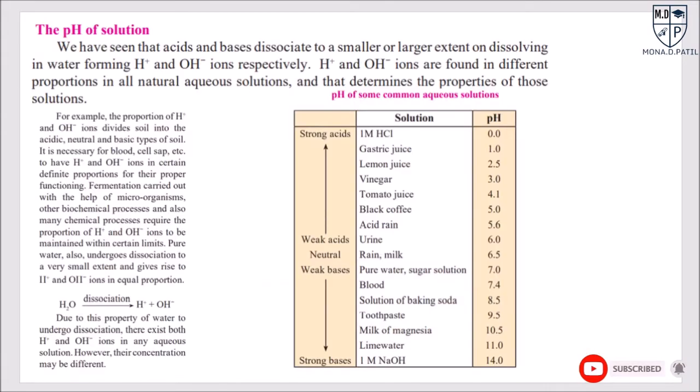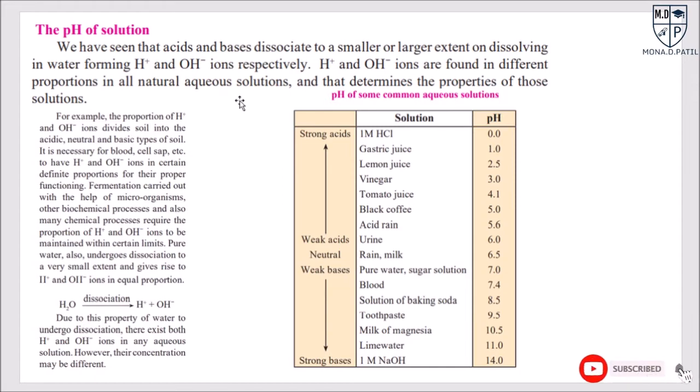In the second video, the first part is the pH of a solution. We have seen that acids and bases dissociate to a smaller or larger extent on dissolving in water, forming H plus and OH minus ions respectively. So H plus and OH minus ions, or hydrogen and hydroxide ions, are found in different proportions in all natural aqueous solutions, and that determines the properties of those solutions.